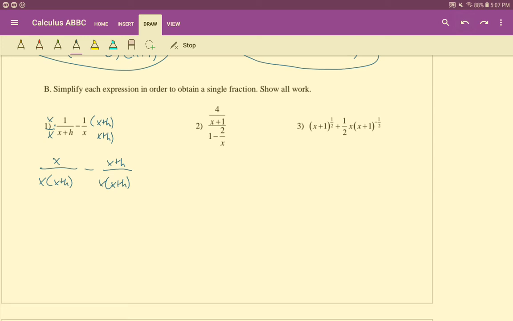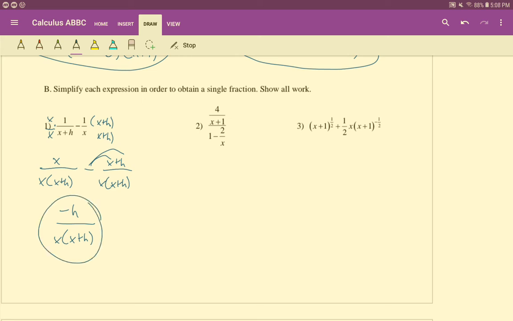So now let's subtract. When we subtract here, be careful. This subtraction sign distributes to both this x and this h. So we're going to end up with this x and this x canceling because we're subtracting them. So we'll just have a negative h over x times x plus h there. All right, and then this is our final answer. We can't really simplify any further from that.